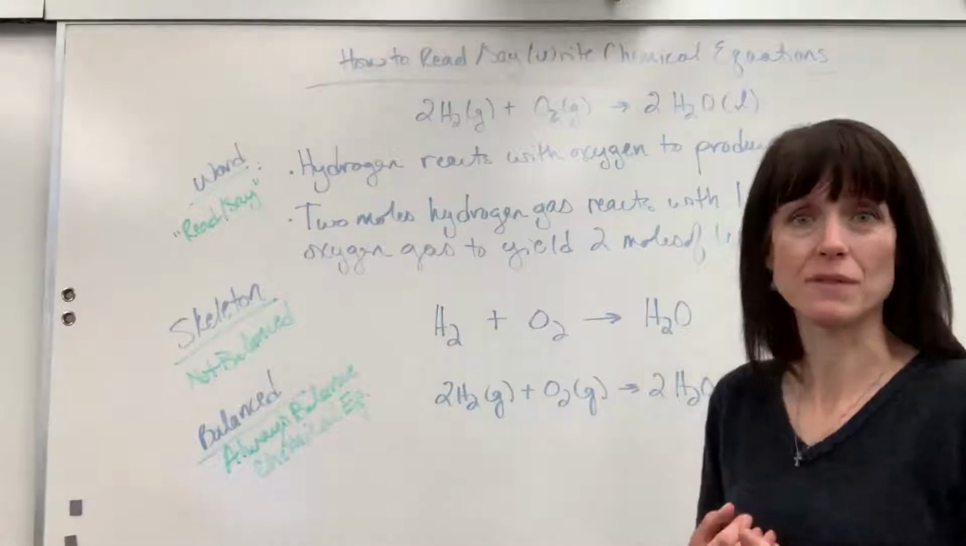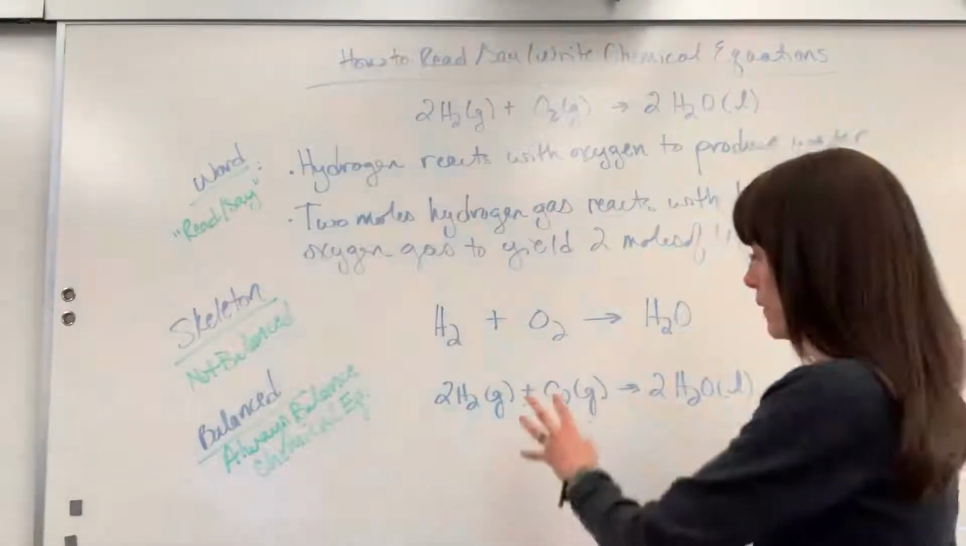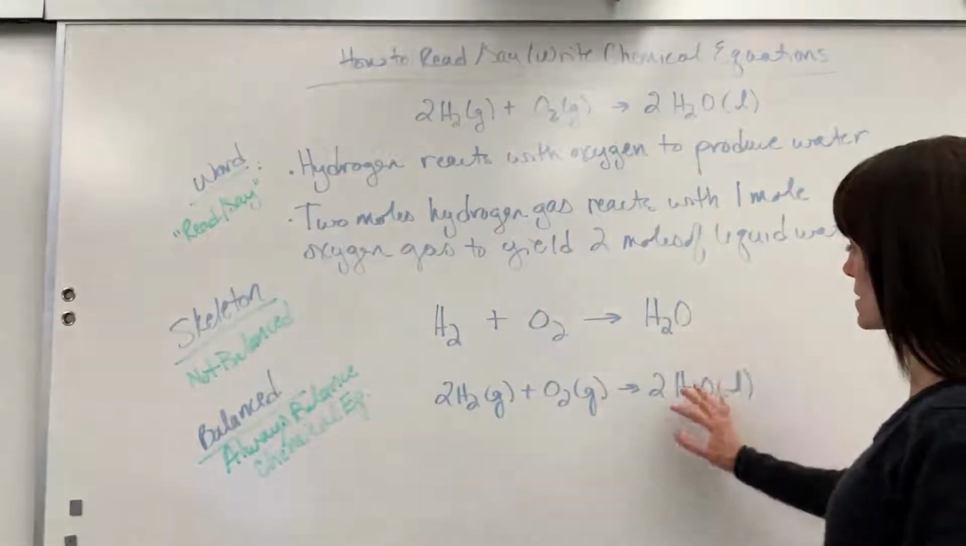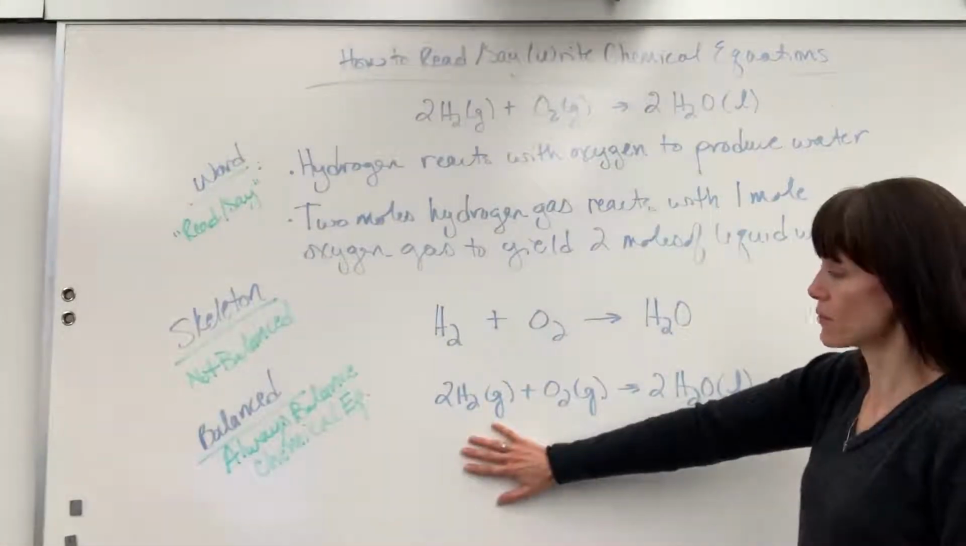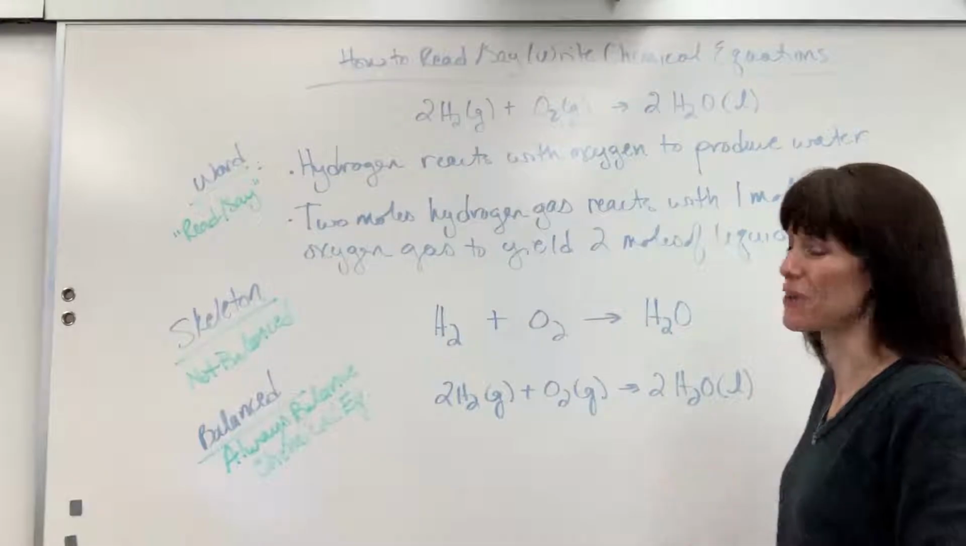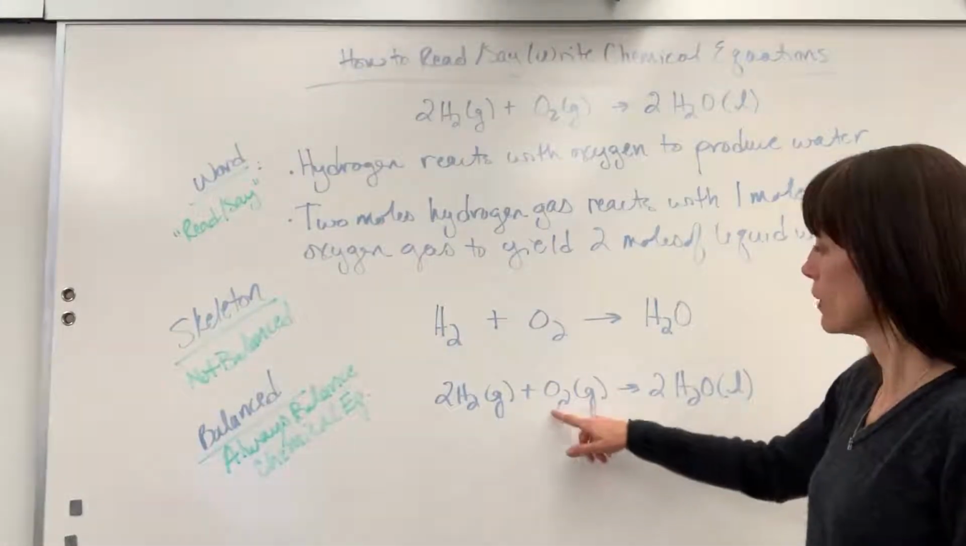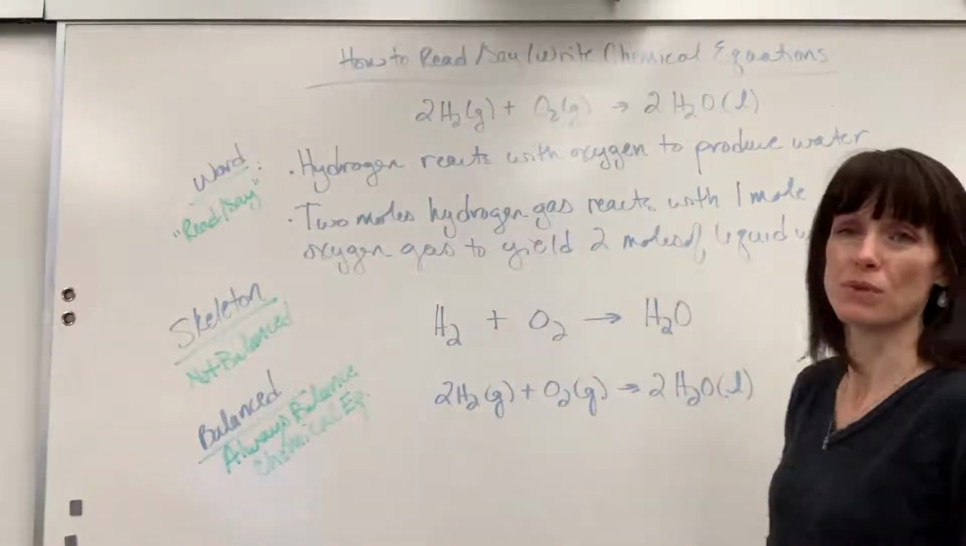Because remember, this all comes from the conservation of mass. The amount of substance we begin with is always the amount of substance that we end with. The number of atoms on the reactant side equal the number of atoms on the product side. So here's your balanced equation. It's going to be the 2 moles of hydrogen react with 1 mole of oxygen to produce the 2 moles of H2O.